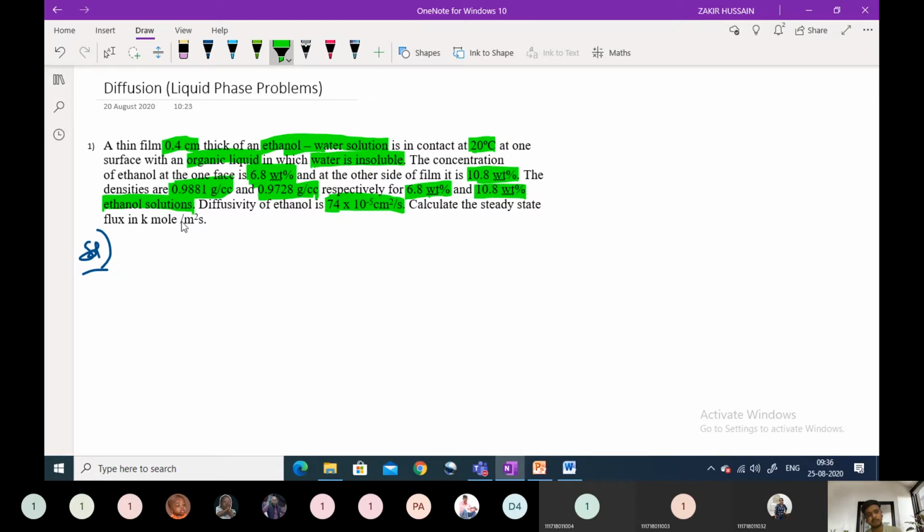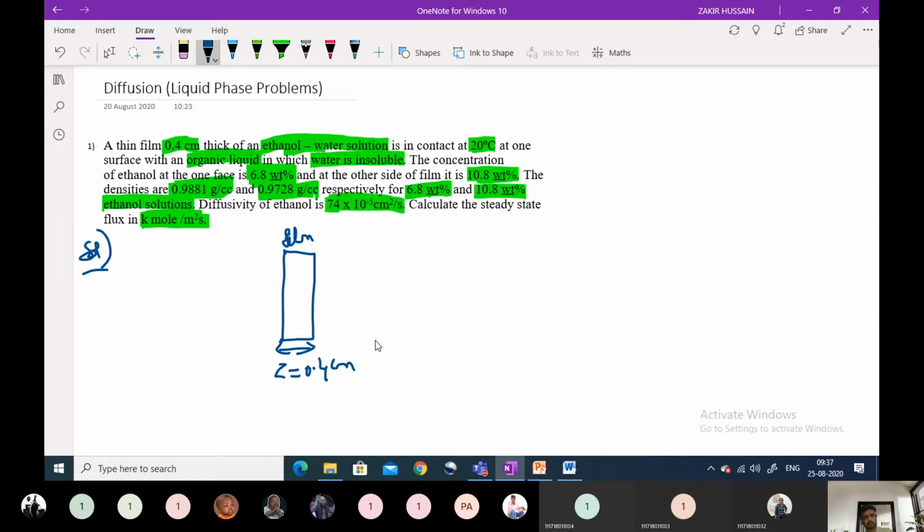So calculate the steady state flux. We have to calculate NA in terms of kilomole per meter square second. Units are already mentioned, so we have to calculate in these units only. So let's see how the profile will look like. A thin film of ethanol solution is there. Let's say this is the film, and its thickness is denoted by Z. Z is equal to 0.4 centimeter.